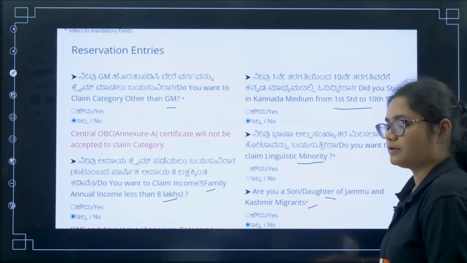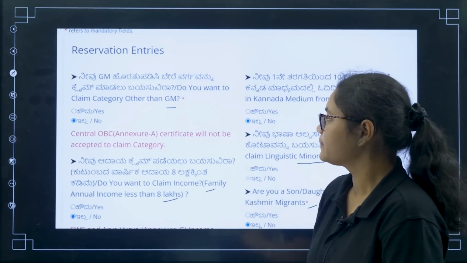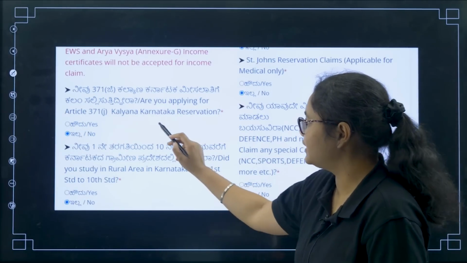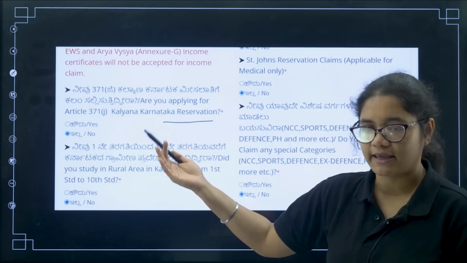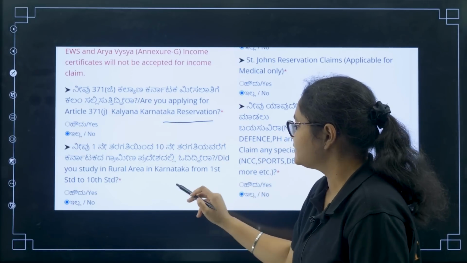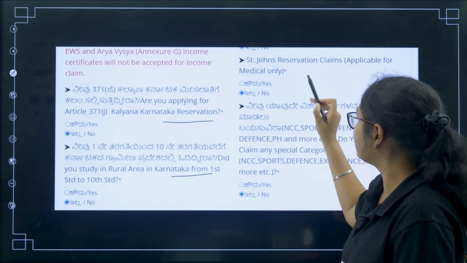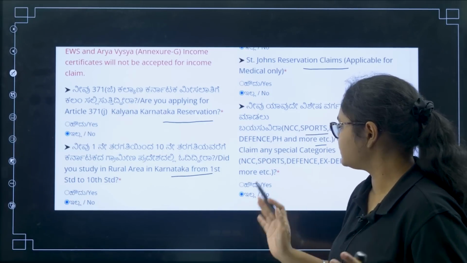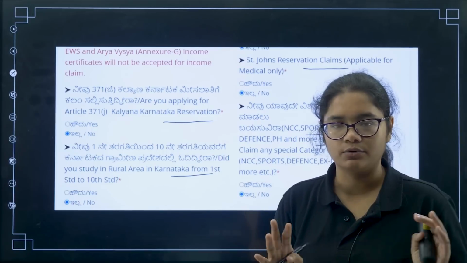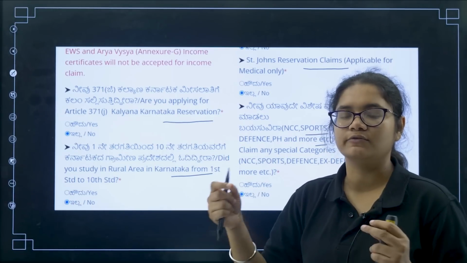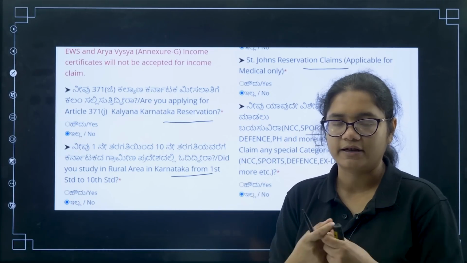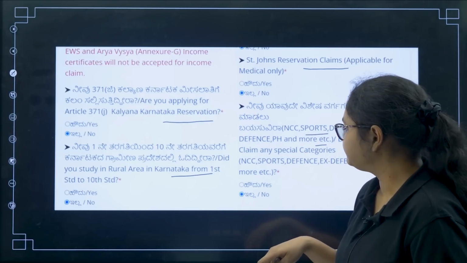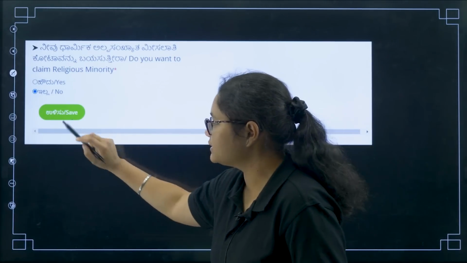If you are son or daughter of Jammu and Kashmir migrants, then you can select that also. Next is Kalyana Karnataka reservation, KKR; if you are applying, you have to select that. You can select if you have studied in rural area, then St. John reservation claim, and sports and all. These all reservation claims you have to select, whichever yes or no. If yes, then you have to give the certificate number. Once you have selected all this, you have to click on the save button again.